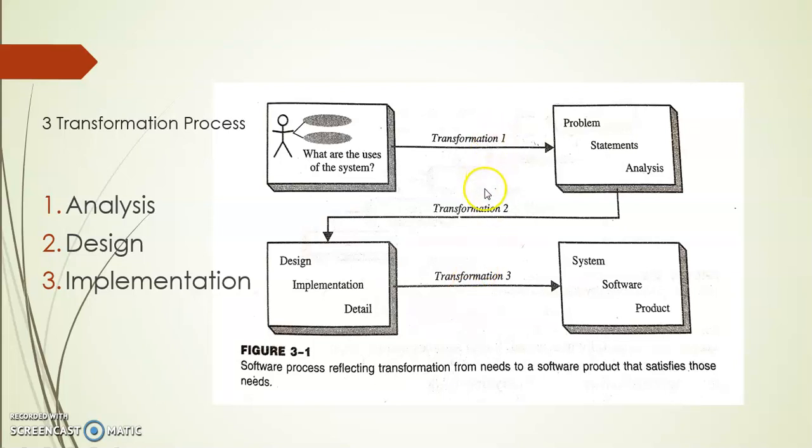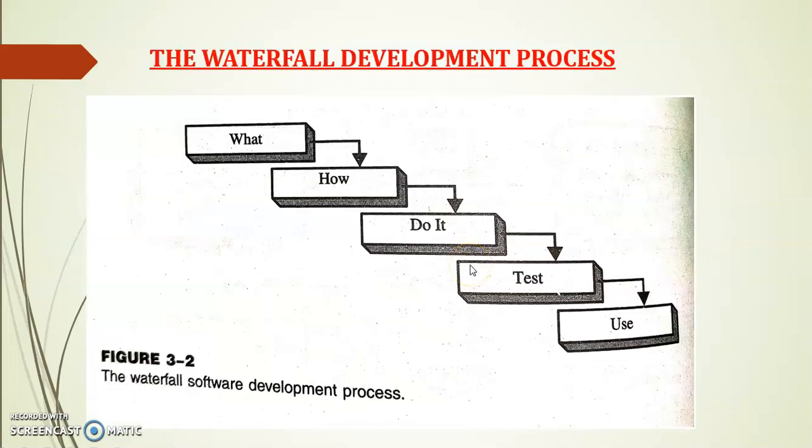So the three transformation process, that is analysis, design and implementation. This was an example of waterfall model. If you are doing a project development, so this is the problem statement, that means what you are doing, then will be how you are doing it, then implementation, finally you will do it, then test the model, and finally use the model.